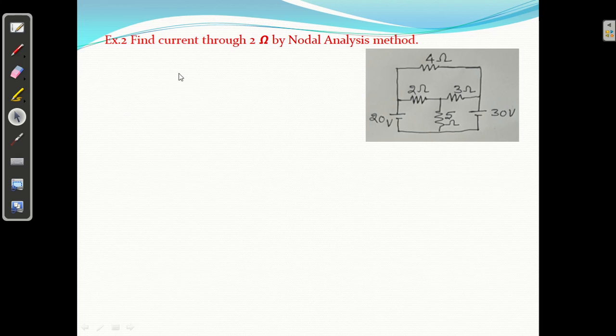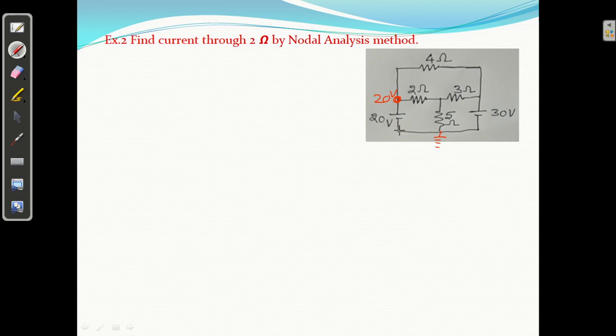Example number 2, I'm going to take: find the current through 2 ohm by nodal analysis. Current through 2 ohm, just here. Clear? So what are the steps? First step, these are the nodes. Assign the voltage to this node. Clear? Can I say 20 volt here? Yes. Suppose this point is connected to ground.